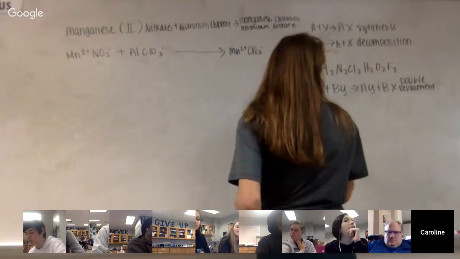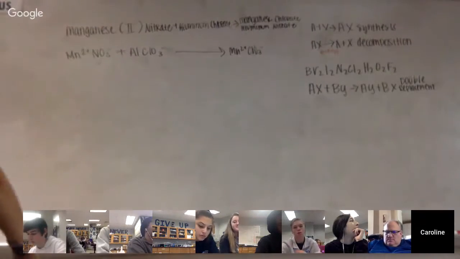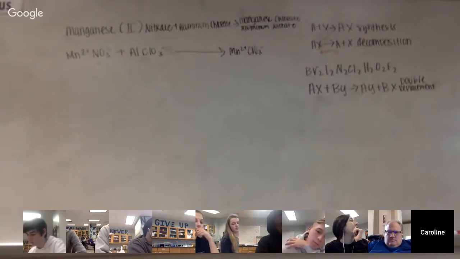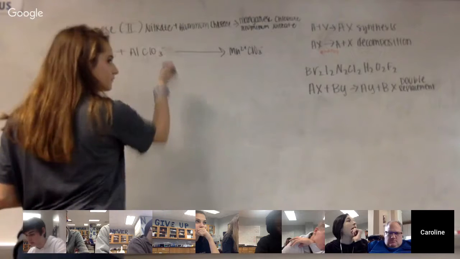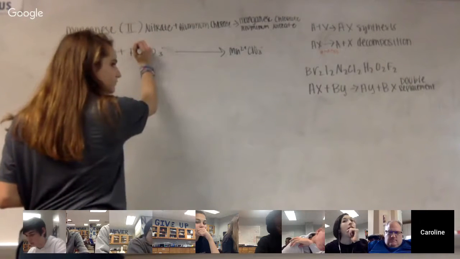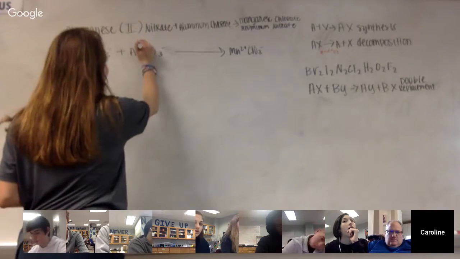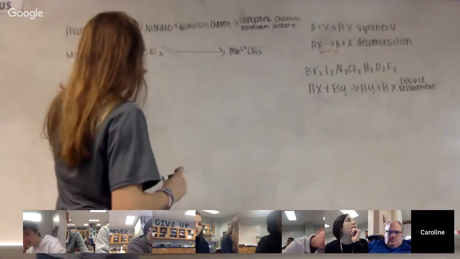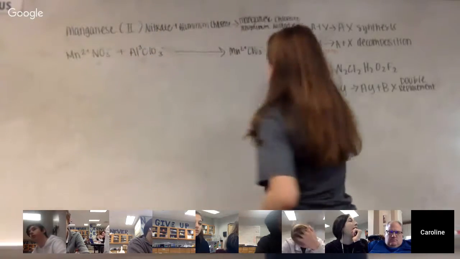What would that be? Look on your periodic table. What's aluminum? 3. It's 3. Write it. Make a note to yourself. What was 3? Right? Above it, you're making notes to yourself. 3 plus.